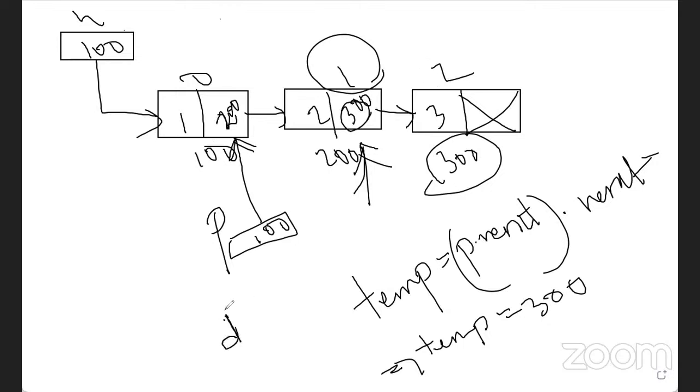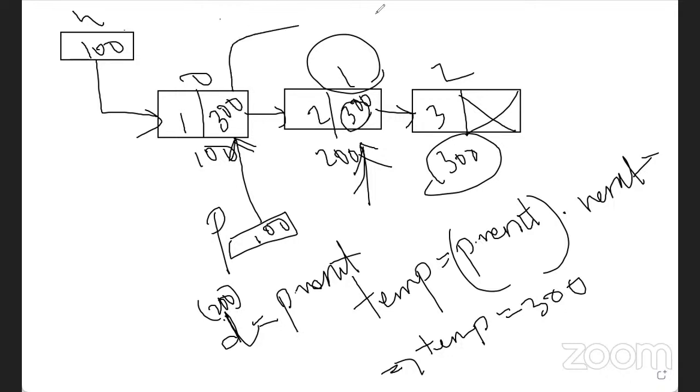You can store this, delete the node you want to delete, which one? The next node of P dot next. So P dot next is what? 200. Okay. So this is 10. So what will you do now? P dot next is equal to temp. P dot next, you're going to change it to temp. So what is temp? 300.